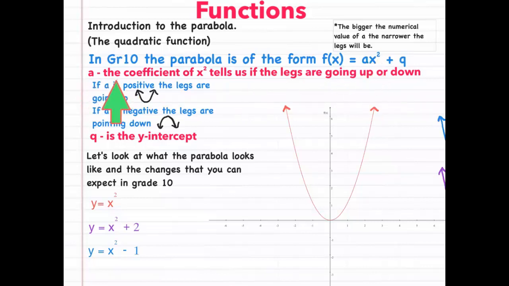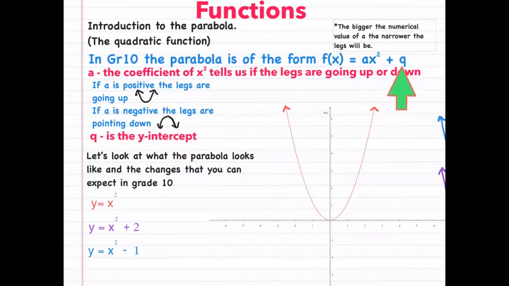Now that a, which is the coefficient of the x squared, tells us if the legs are going up or down. So are these legs pointing up or are the legs pointing down? Now, if a is positive, so if that is a positive coefficient, the legs are going up. Okay, so if a is greater than 0, the legs are going up. If a is negative, in other words, this coefficient is smaller than 0, it's a negative number, the legs are pointing down like this. Okay, great.